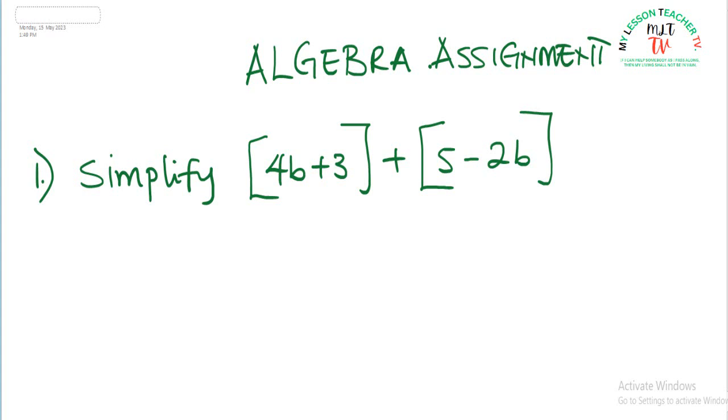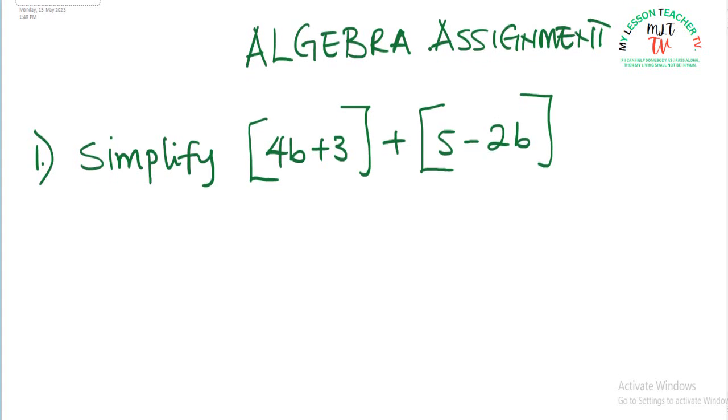So the first assignment is on algebra, where she's asked to simplify the two brackets. Now when you have a problem like this and you have to simplify, all you need to do is to first of all open the bracket. Thereafter, you collect like terms where necessary. So this is going to be equal to 4b plus 3.